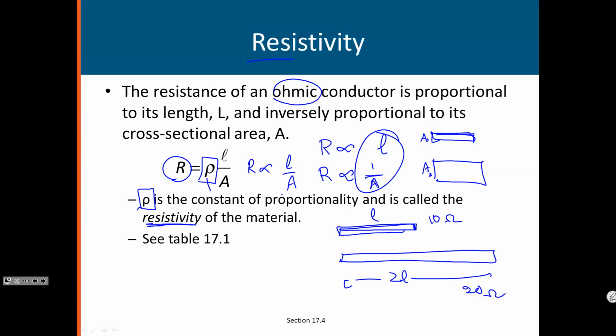And again, we have some symbols. R is for resistance, and this letter is again a Greek letter. It is not P. This is not P, okay? Anyone knows what this Greek letter is called?